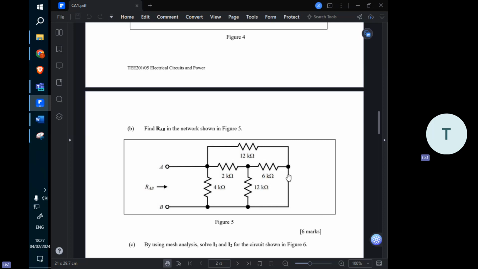Okay, what you need to do first is to convert this one, the internal part. You can see the T network, 2K, 6K, 12K here.